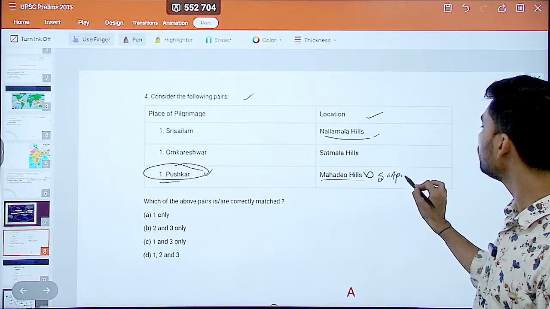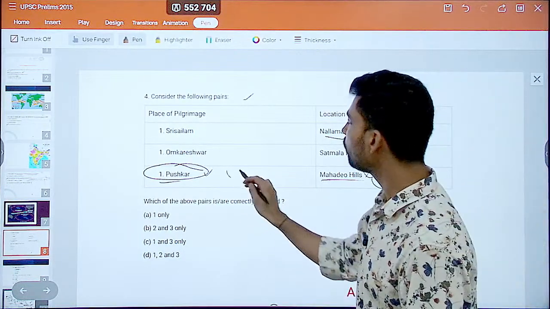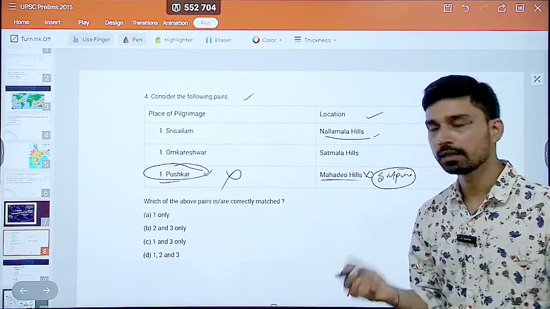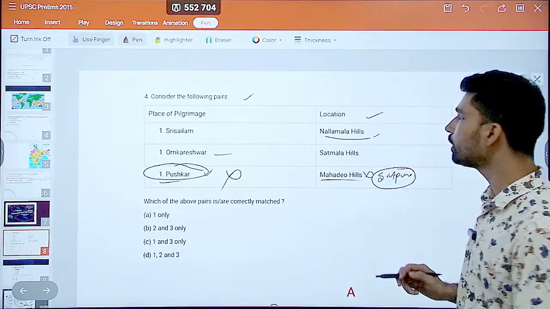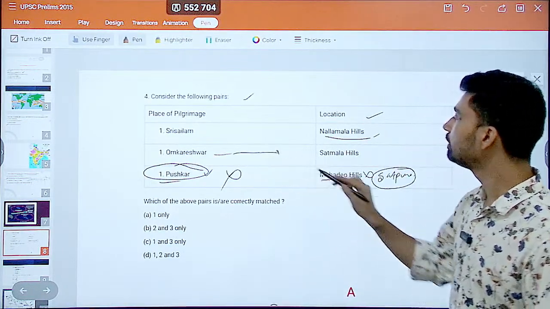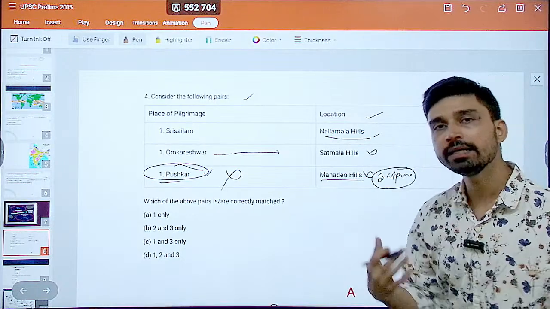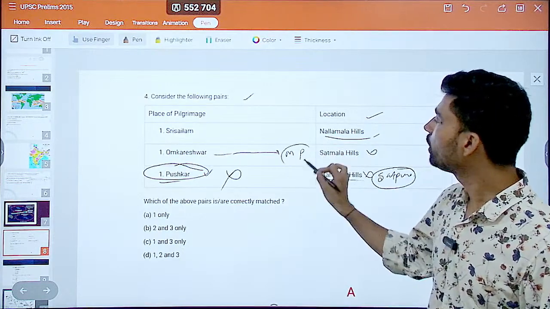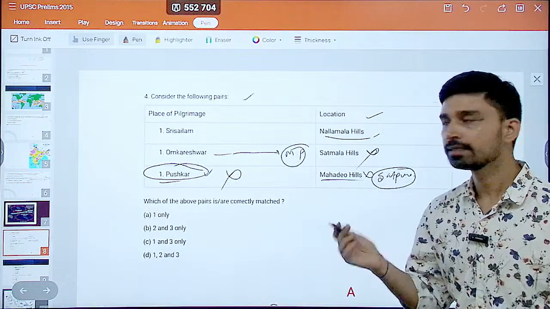That means Mahadev Hills are situated in the state of Madhya Pradesh. So, from that logic, obviously what we can say, Pushkar cannot be part of Mahadev Hills as it is in Rajasthan. Second, if we talk about Omkareshwar, it is not in the Satmala Hills, because Satmala Hills are situated in the state of Maharashtra. Omkareshwar is situated in the state of Madhya Pradesh. So, again we can say it is an incorrect option.